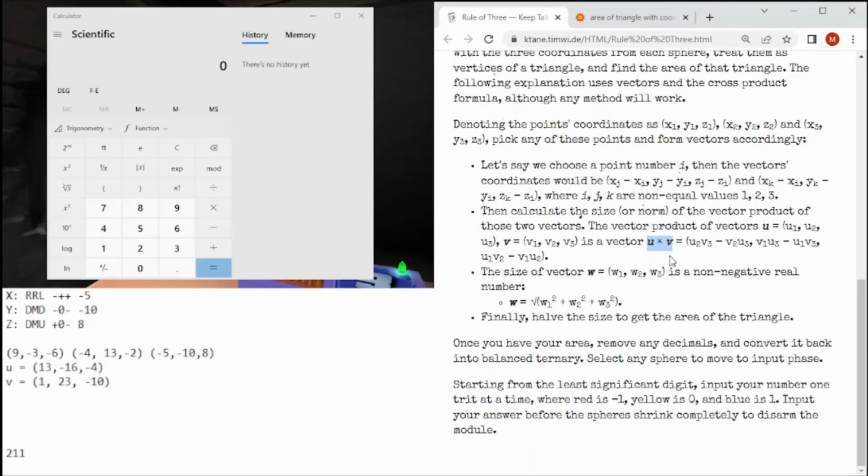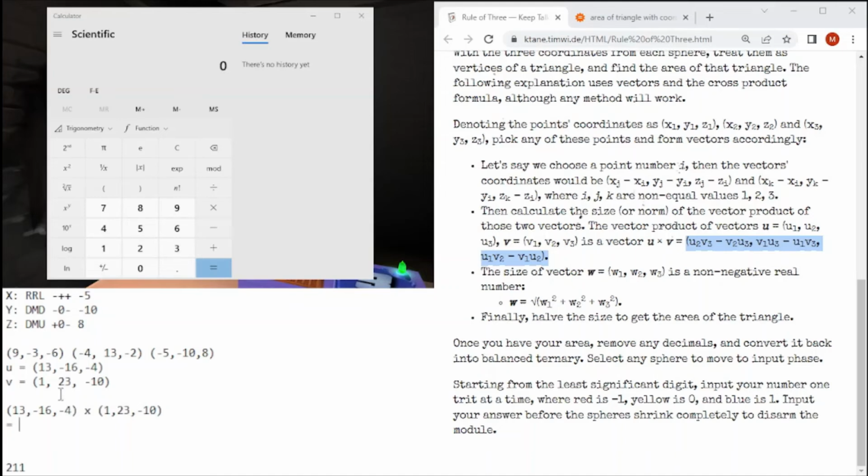And if you've taken physics or linear algebra recently, you might recognize this formula. If not, it's fine, we just use this formula. Not a problem. So we're going to calculate the cross product of these 2 vectors using this formula. So if we take 13, -16, -4, crossed with 1, 23, -10, let's see what that gives us.